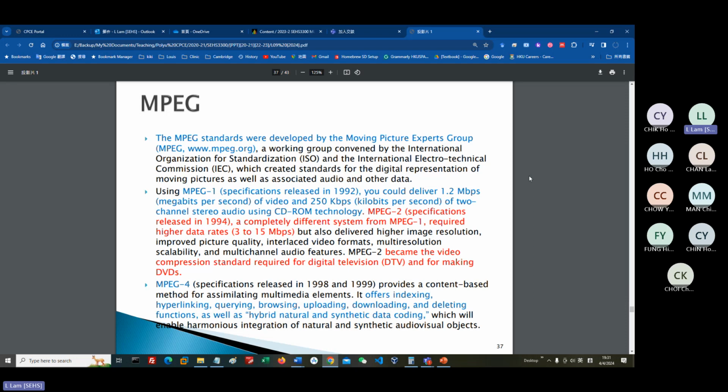And how come video is measured using bits per second? Because we suppose the video or the audio are delivered through video streaming, just like YouTube. So therefore, we always measure it by means of the speed of the video.